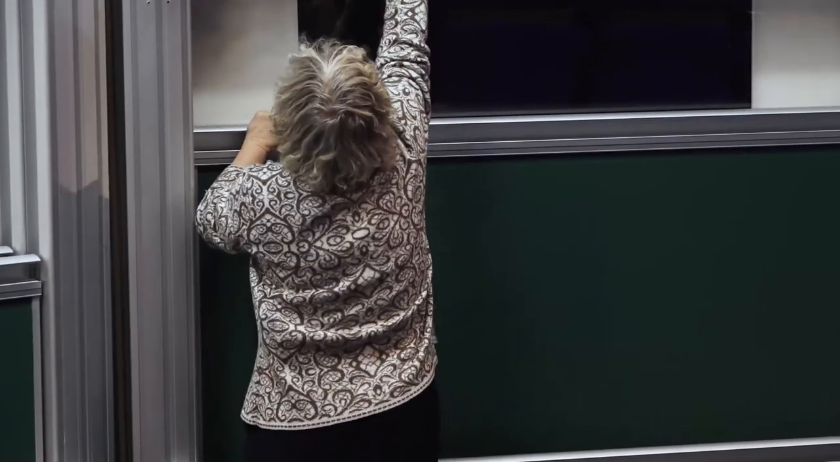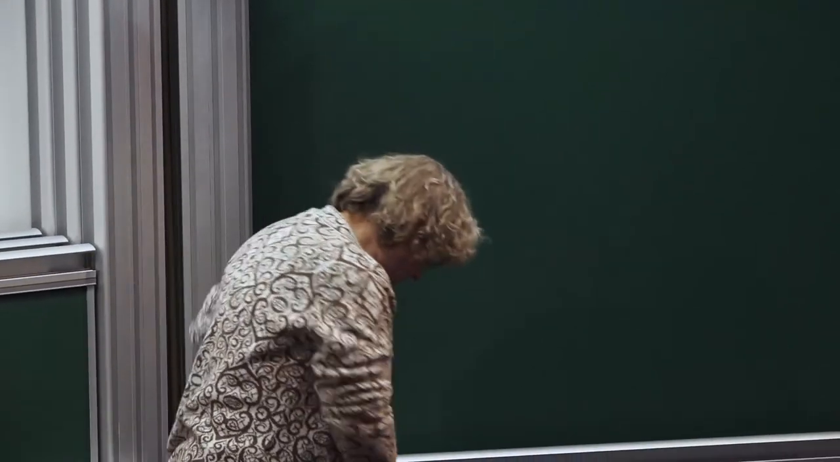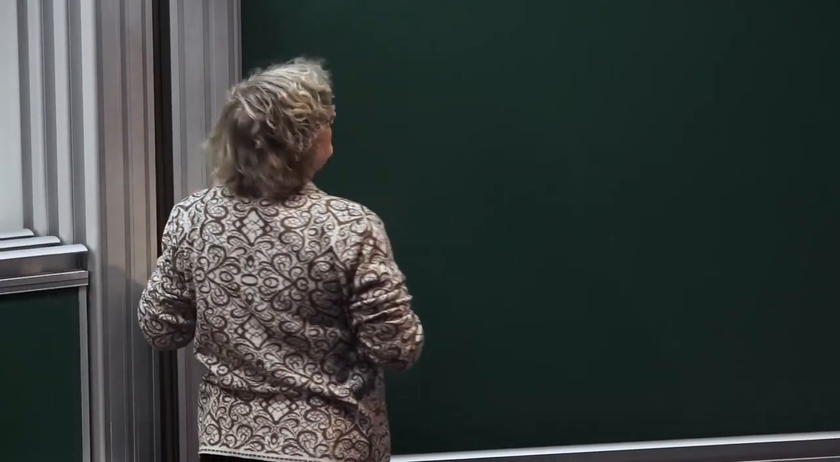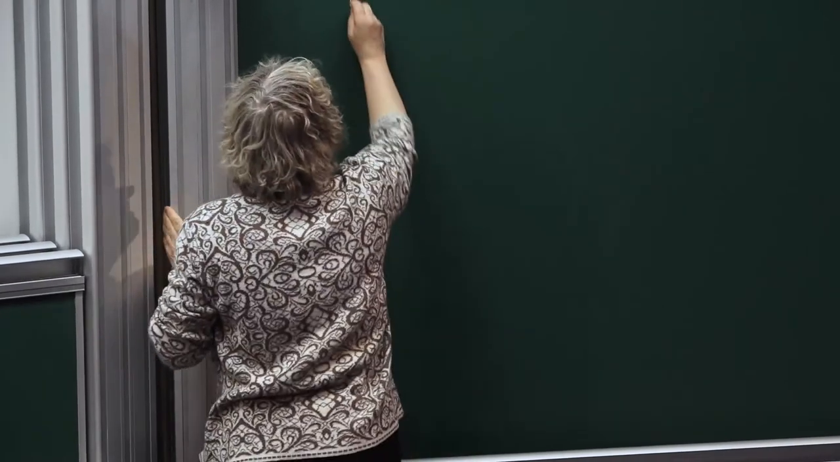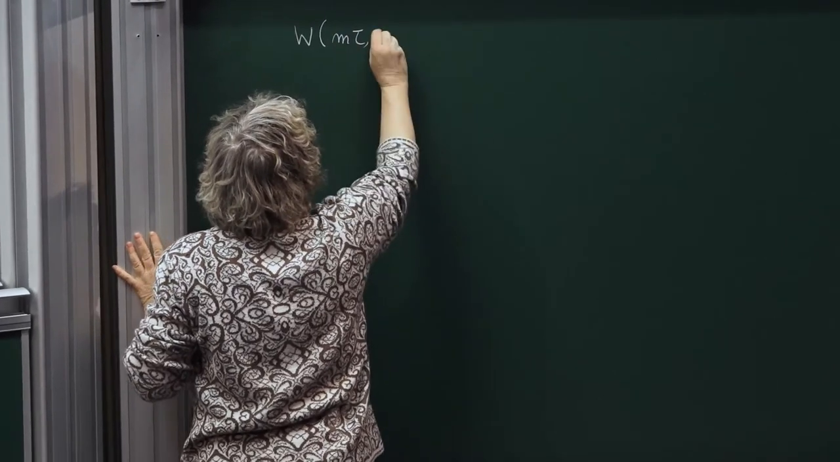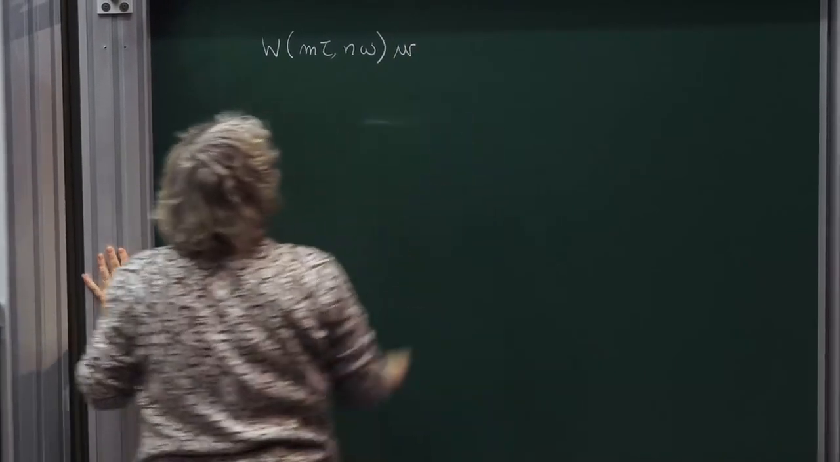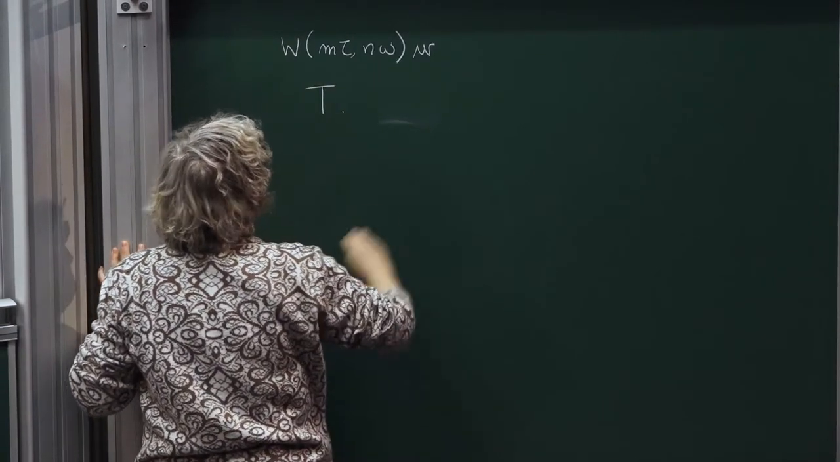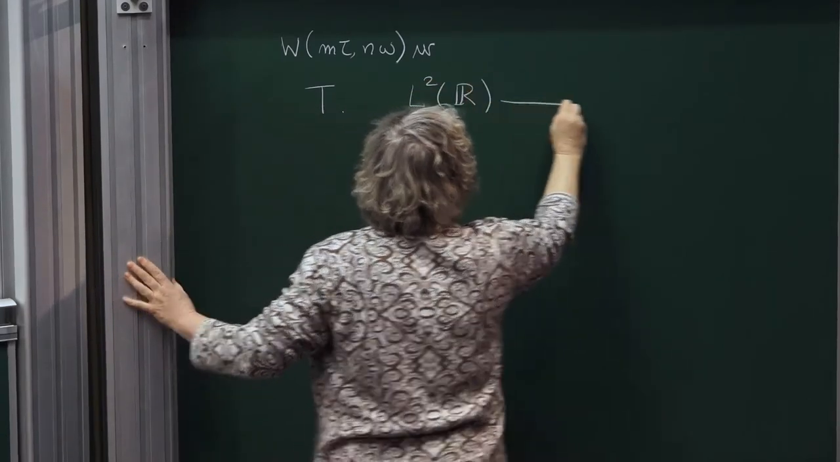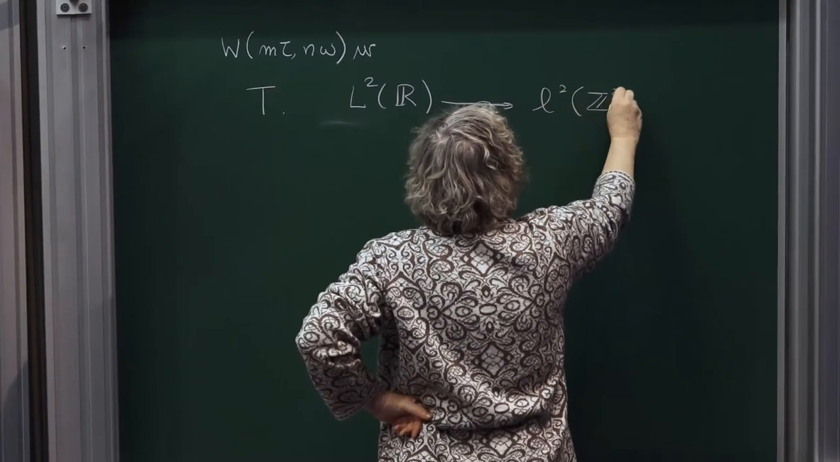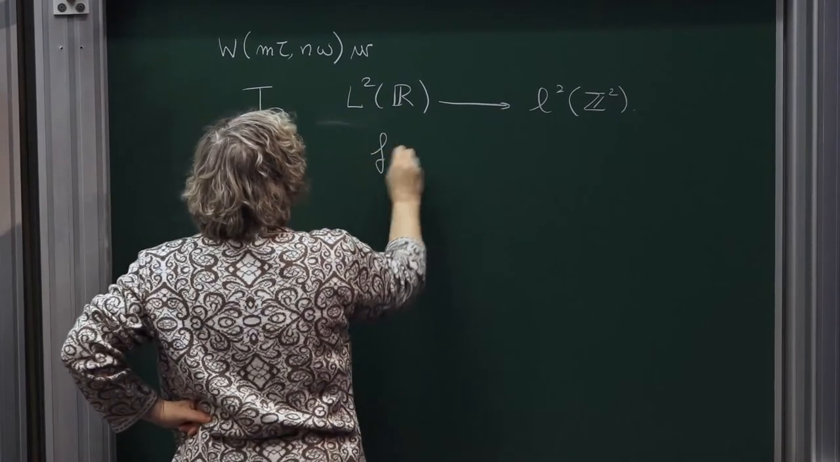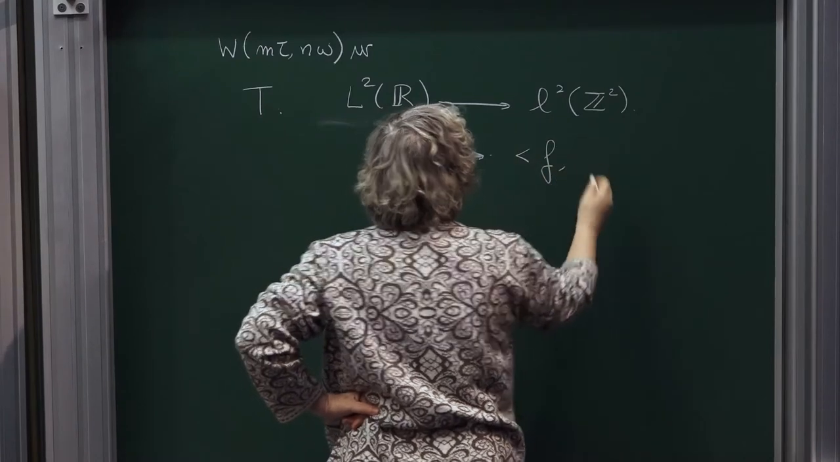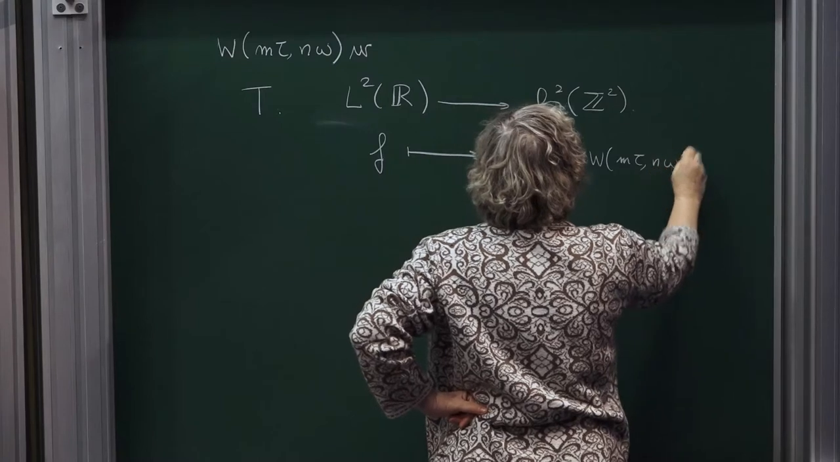Okay, and then finally, something that we had also seen: I was interested, and I will continue to be interested, in the case where I discretize. I will be interested in the case where I don't look at T and nu as continuously changing parameters, but I look at m tau, n omega, window. And in that case, I will be interested in an operator that goes from L2 of R to, typically, and I'll have to come back to that, square summable sequences, which maps f to f with these shifted and modulated windows.